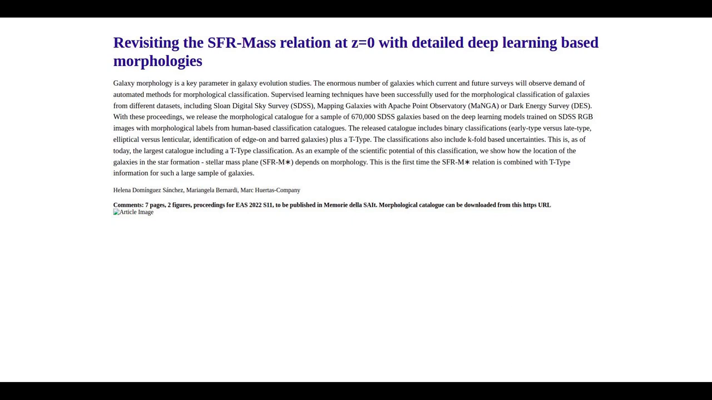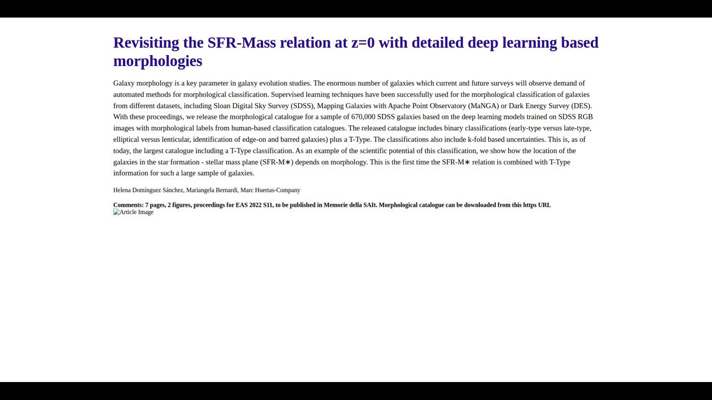Next article. Revisiting the SFR mass relation at Z0 with detailed deep learning-based morphologies. Galaxy morphology is a key parameter in galaxy evolution studies. The enormous number of galaxies which current and future surveys will observe demand automated methods for morphological classification. Supervised learning techniques have been successfully used for the morphological classification of galaxies from different datasets, including Sloan Digital Sky Survey, mapping galaxies with Apache Point Observatory or Dark Energy Survey.